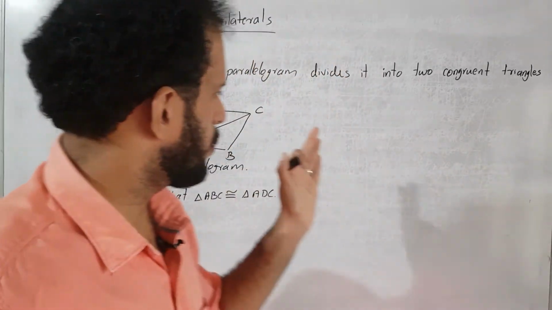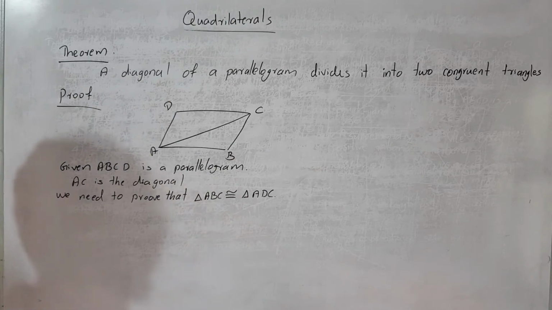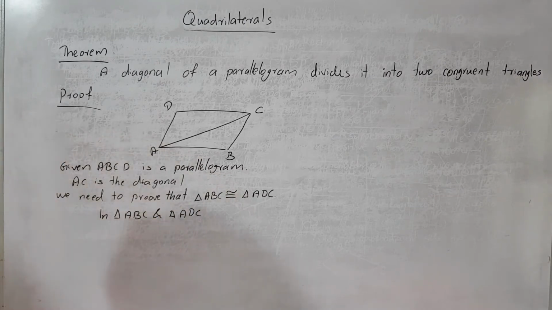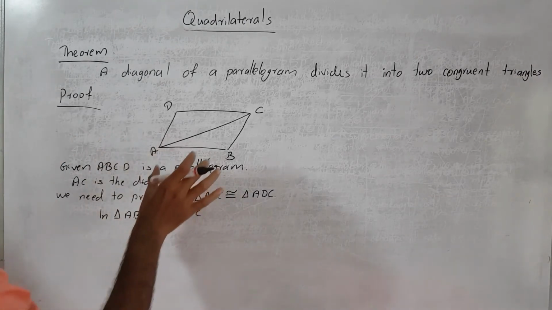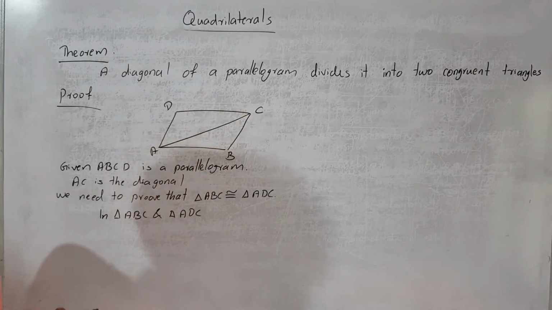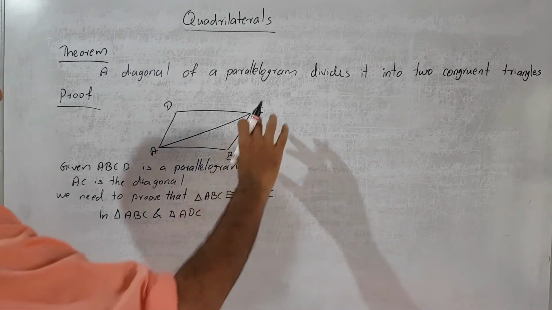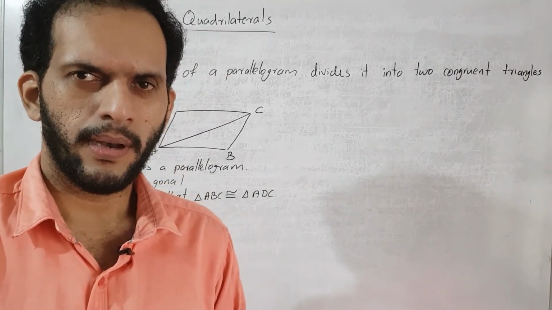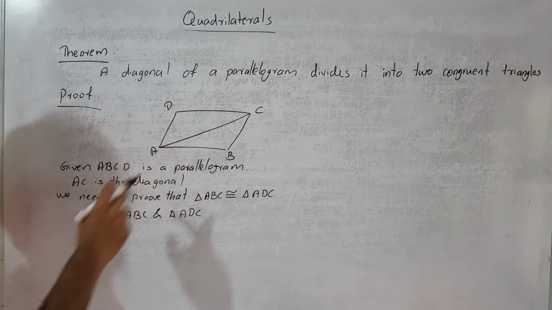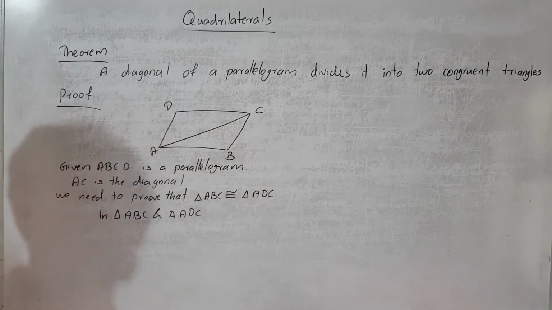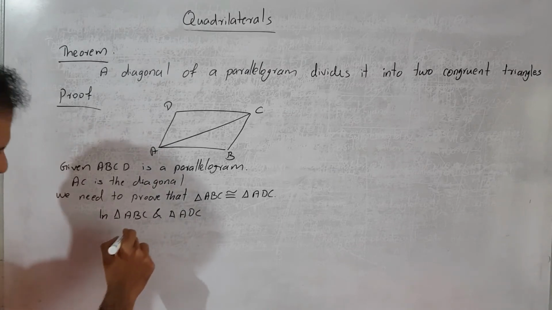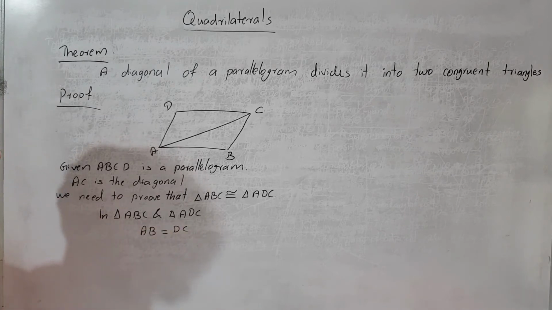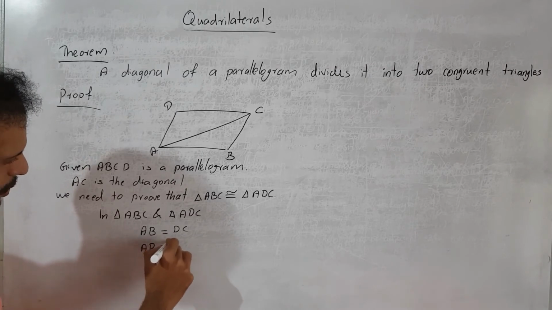So we start like this. First we choose the triangles. What are the triangles? In triangle ABC and triangle ADC, it is very clear: AB and DC are opposite sides of the parallelogram, and BC and AD are opposite sides of the parallelogram, so they are equal, correct? Why? Because we know the property of a parallelogram: opposite sides are equal. So we conclude that in triangle ABC and triangle ADC, AB is equal to DC and AD is equal to BC.